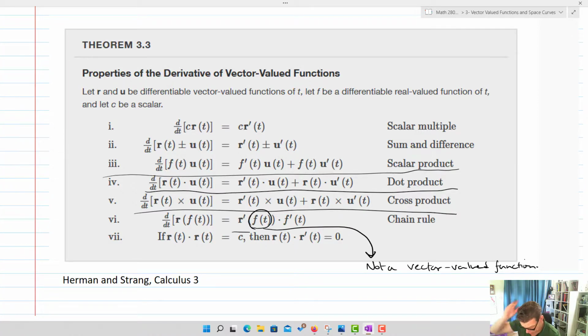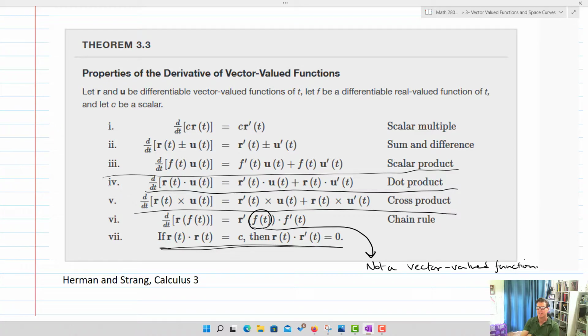Now that I think about it, I'm not even sure what it would look like. And then this might come in really handy later on as we do more proof work: if r of t dotted with r of t is equal to some constant, then r of t dotted with r prime of t is going to end up equaling 0. And that is going to be kind of handy too. So go ahead, you're going to study them a little bit. We'll use some in just a moment.